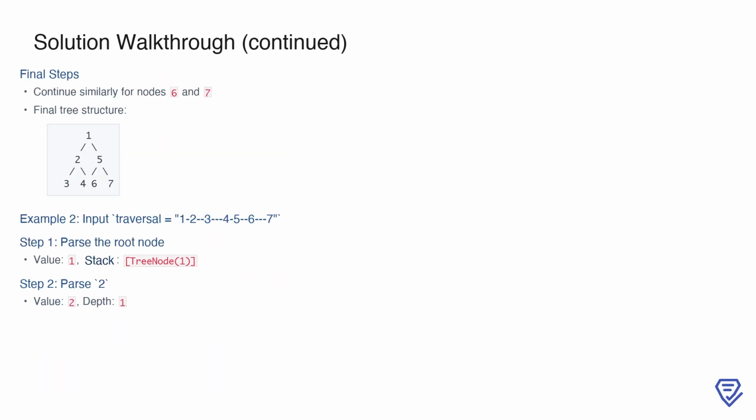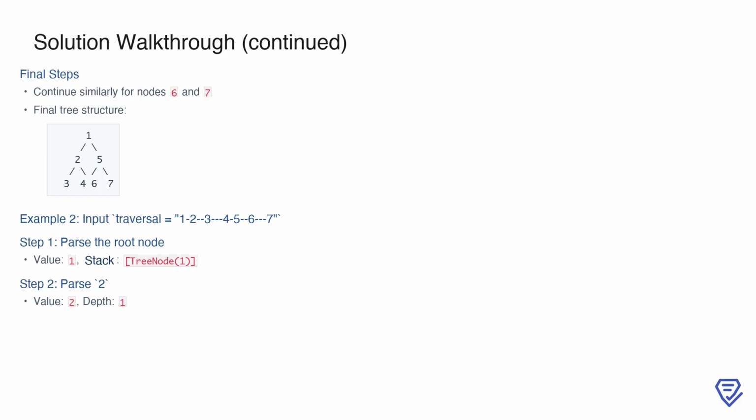Continuing, we apply the same process to the remaining nodes 6 and 7. Both are parsed and attached as the left and right children of tree node 5, respectively. Once all nodes are processed, the final tree structure is complete, and it looks like this. 1 is the root, with 2 and 5 as its left and right children, respectively. Under 2, we have 3 and 4 as its left and right children, while under 5, we have 6 and 7 as its left and right children.